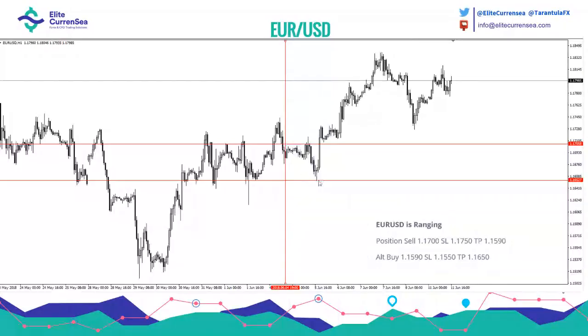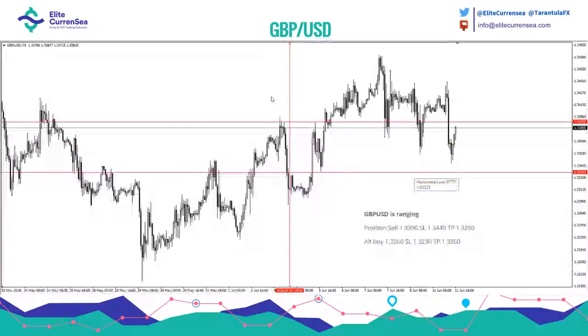GBP dollar also was very good. We had a 33.90 sell straight from the 33.90. We had basically 33.30, so 60 possible pips on the GBP dollar. So this was also good. 60 possible pips, okay, from this spot here towards this spot. Let me just zoom in a little bit, and you can see how things went from this spot to this spot.